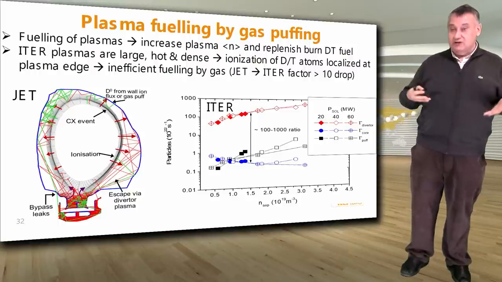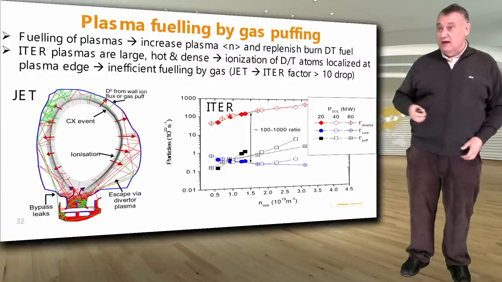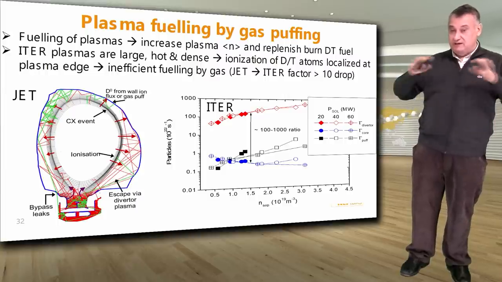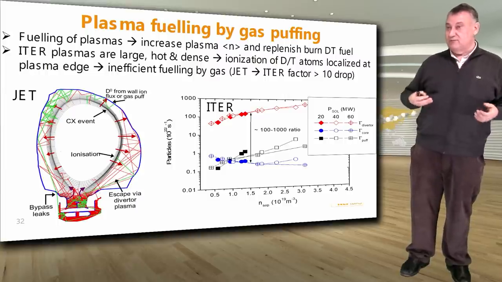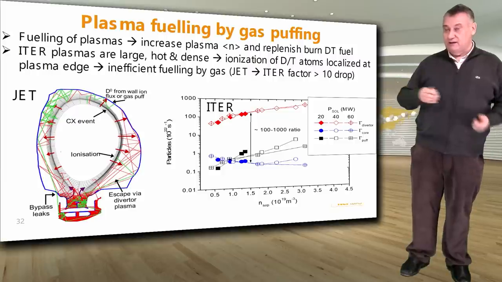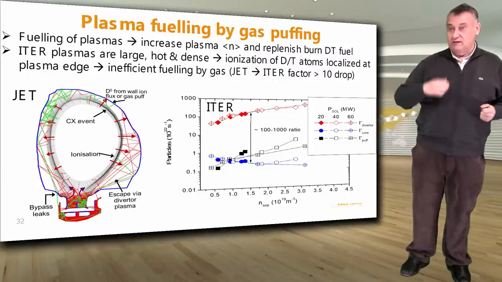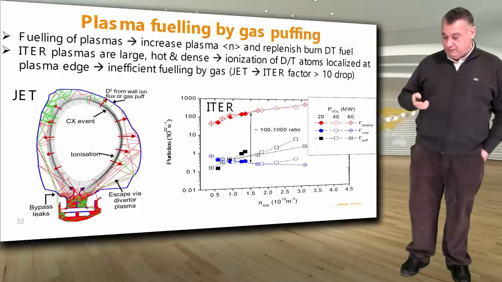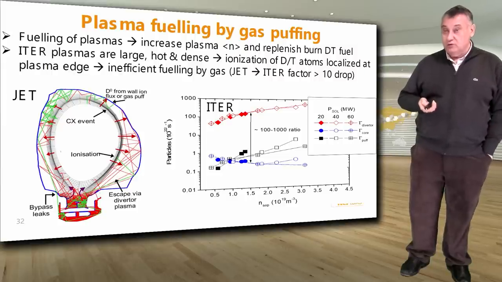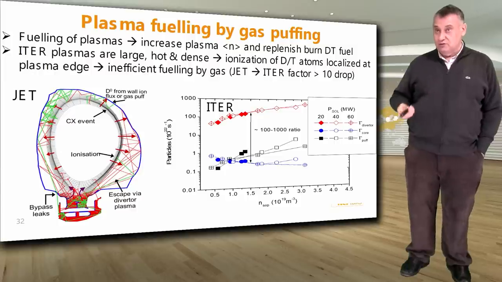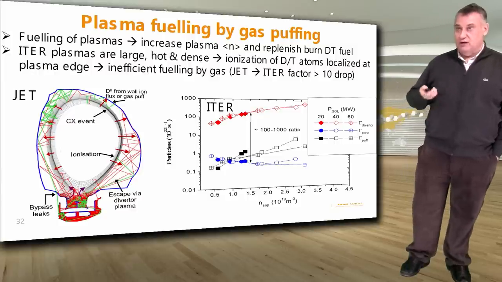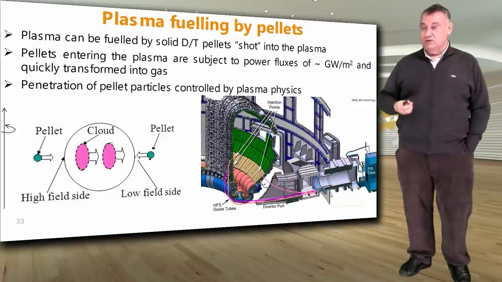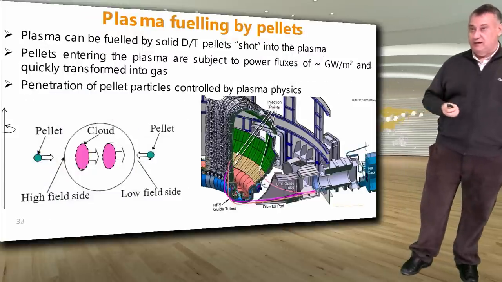So in the case of ITER, because the plasma is even hotter and the dimensions are larger, this is even more of an issue. And actually, of the neutrals at the edge of the plasma to be ionized to create this plasma, only one in 100, one in 1,000 actually make it to the core. And therefore, this is not a very effective way to fuel thermonuclear plasmas. So what we do to increase the plasma density, which we need to do to produce fusion, because the plasmas to produce fusion have to be hot and dense, is we inject solid deuterium and tritium.